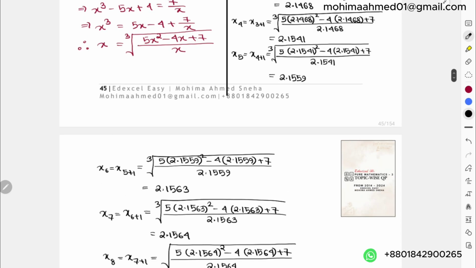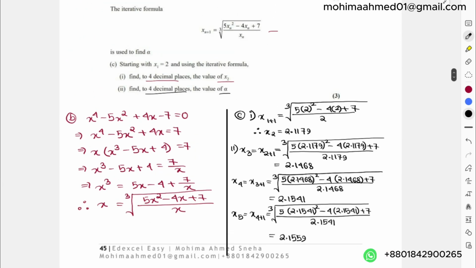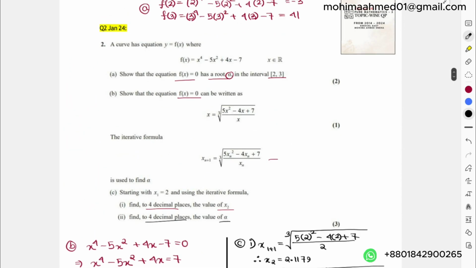This was the only iteration maths question where I had to calculate till x9. Other than that, all the other questions would end at x4 and x6 only. So yeah, this is it for your Jan 23 or Jan 24 also. I couldn't find any questions from June 24 for these iterations, numerical methods. So that's why we are ending this topic-wise section for numerical methods here.